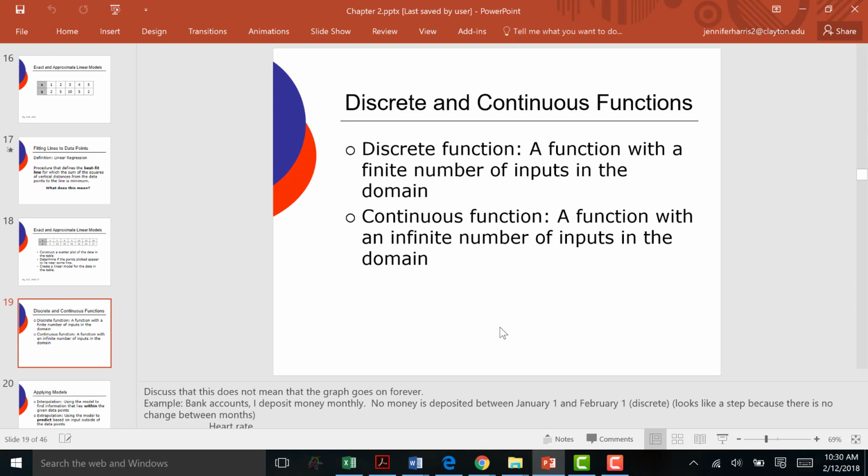Discrete functions, meaning discrete equations, and continuous equations. One has a finite number of inputs, and the other one has a continuous, infinite number of input values that you could use. So I'm going to give you an example of both. In the coming slides, I'm going to give you an example of what it looks like when it's discrete and what it looks like when it's continuous. That'll still be one of the questions from the homework.